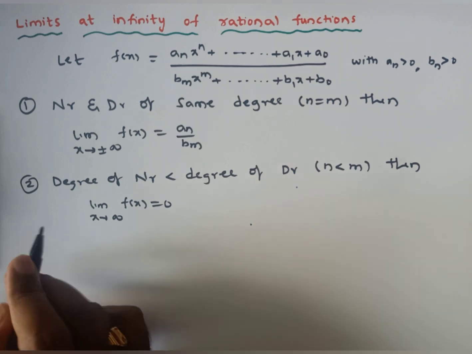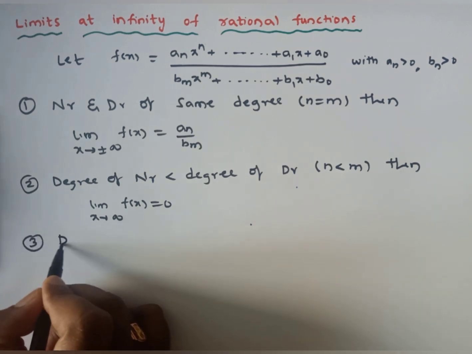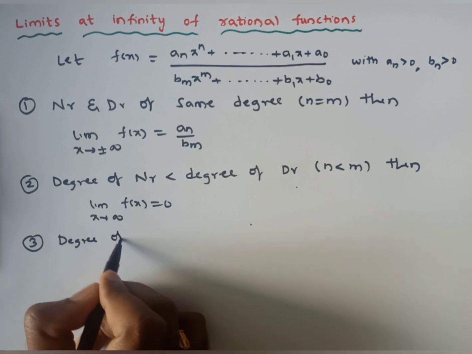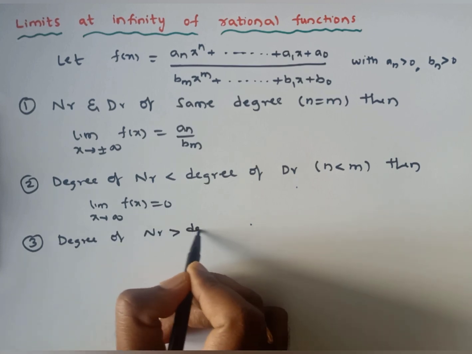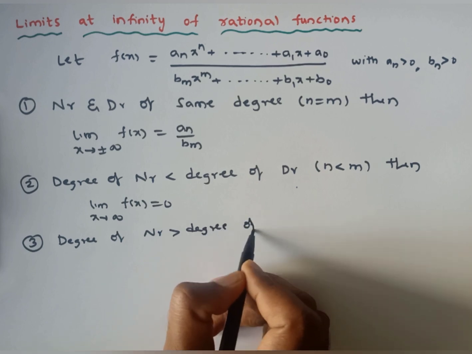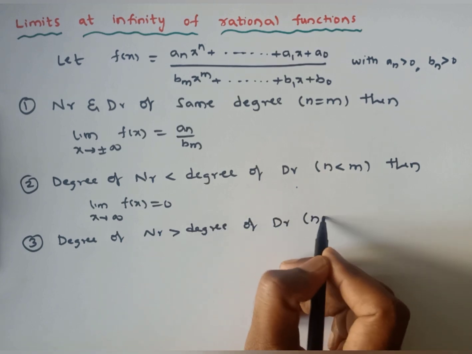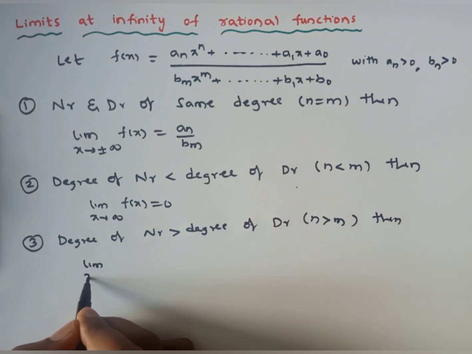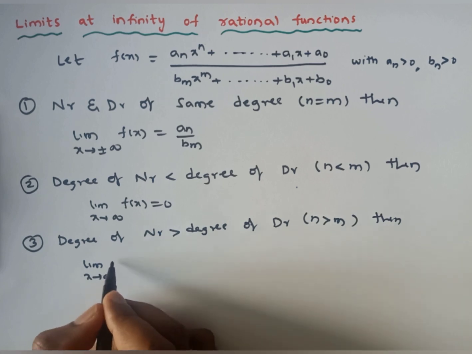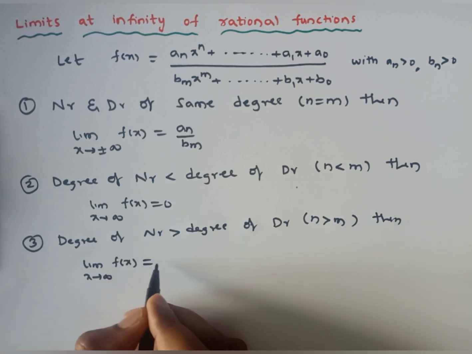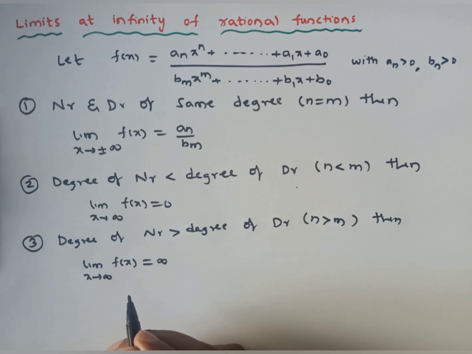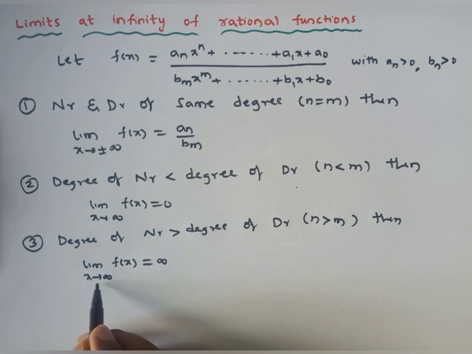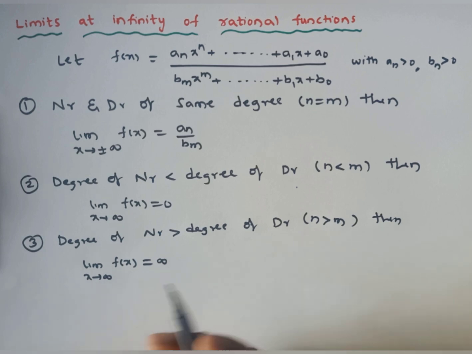Next, the third one: maybe the degree of the numerator is more than the degree of the denominator. In this case n is greater than m, then the limit as x tends to infinity, f of x is infinity. Okay, so the behavior at plus or minus infinity depends upon this. Here I took only plus infinity, so you can get the idea for minus infinity. Okay, so these are the three cases.